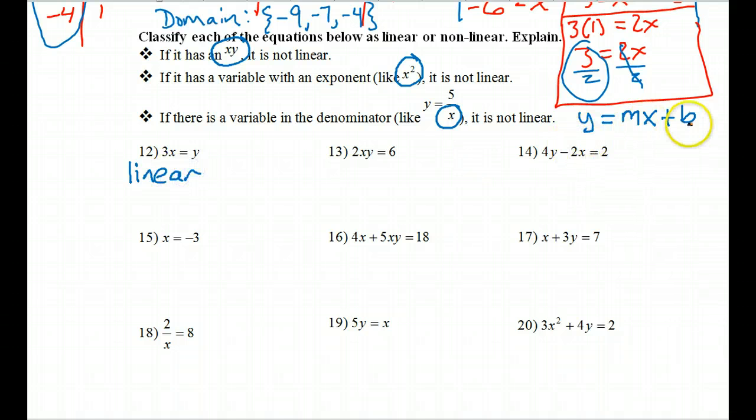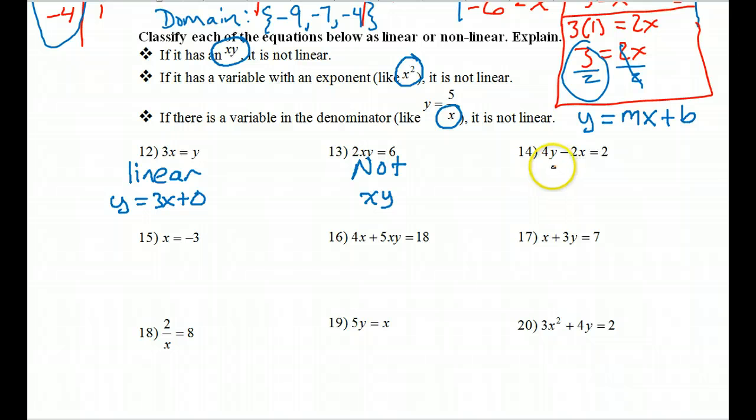I mentioned being able to write it as y equals mx plus b. I could have easily written this as y equals 3x plus 0. That would be the same thing. So that is linear. Looking at number 13, is this linear or not linear? This is not linear because of the xy. If there's xy in there, it's not linear.